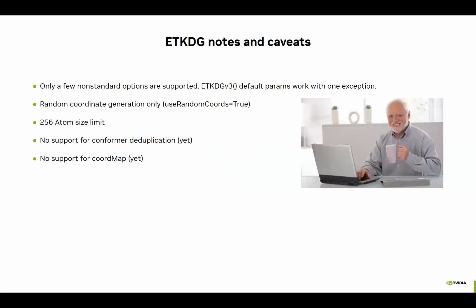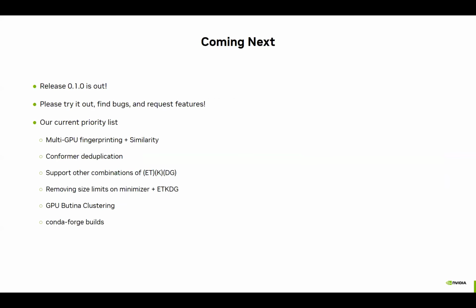The good news is we can implement this very quickly. It's just force field terms, and we're ready to. We'll be able to quickly support KDG and DG in the various variants. But very few of the non-default options work at this point. If you want them, let us know, and we'll prioritize working on them.